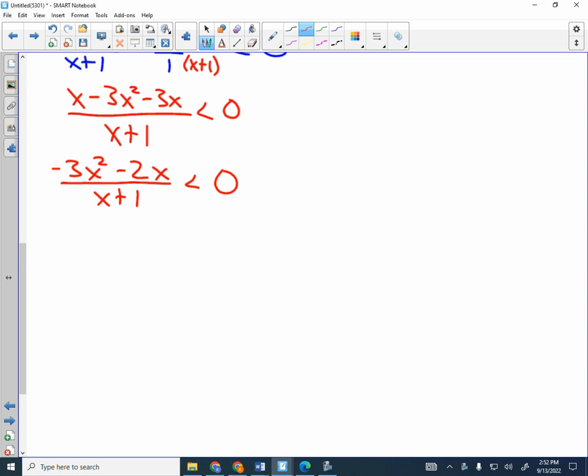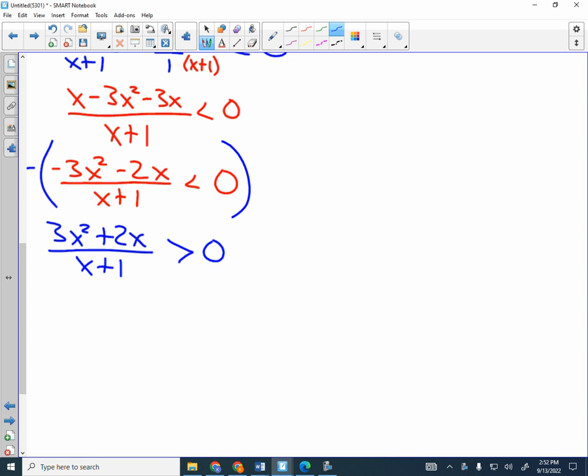You could take out a positive x, you could take out a negative x, multiple opportunities. The fact is that I'm going to avoid the issue of whether we take out a positive or negative by just getting rid of that negative right away. So as I multiply this by -1, that becomes a positive 3x squared. That becomes a positive 2x over x plus 1. And that would be then greater than 0.